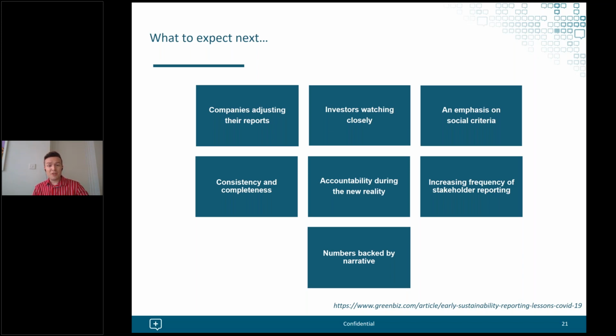Obviously, investors will be watching closely, particularly for consistency and completeness, as well as numbers backed by narrative in terms of explaining both the quantitative impacts as well as the narrative around how COVID has impacted your business operations. Accountability during the new reality and an increasing frequency of stakeholder reporting as well are other areas that we would expect to see.